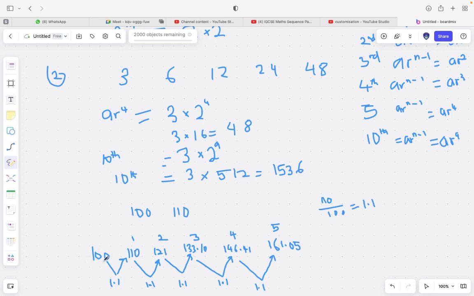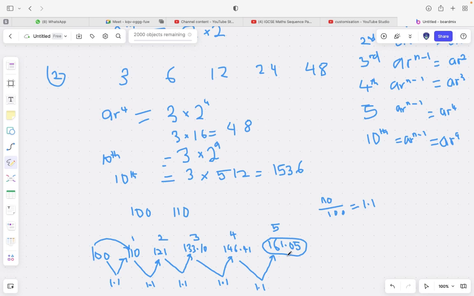Remember that. From here to here is 1 year, here to here 2 years, here to here 3 years, here to here 4 years, here to here 5 years. So after 5 years, if you deposit this amount of money, you're going to go home with $161.05.